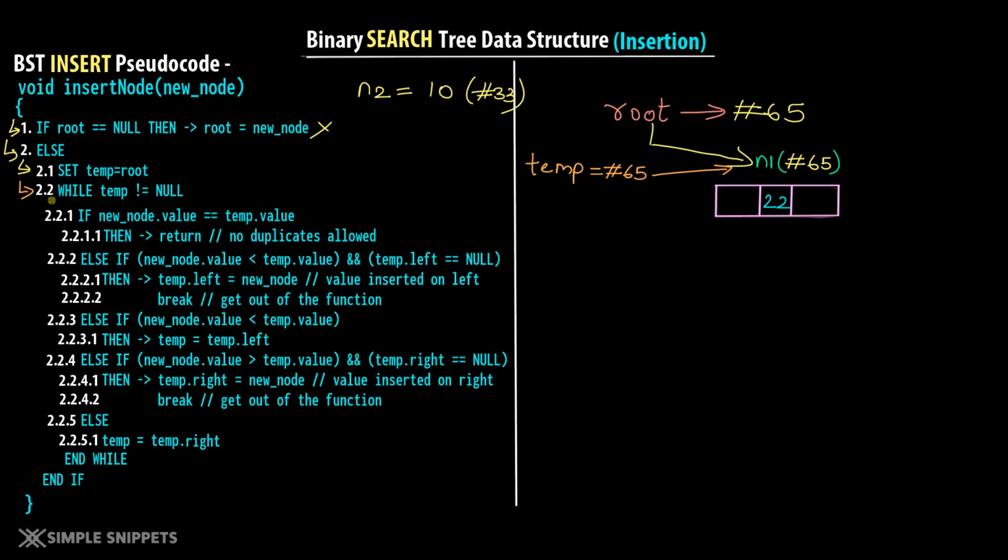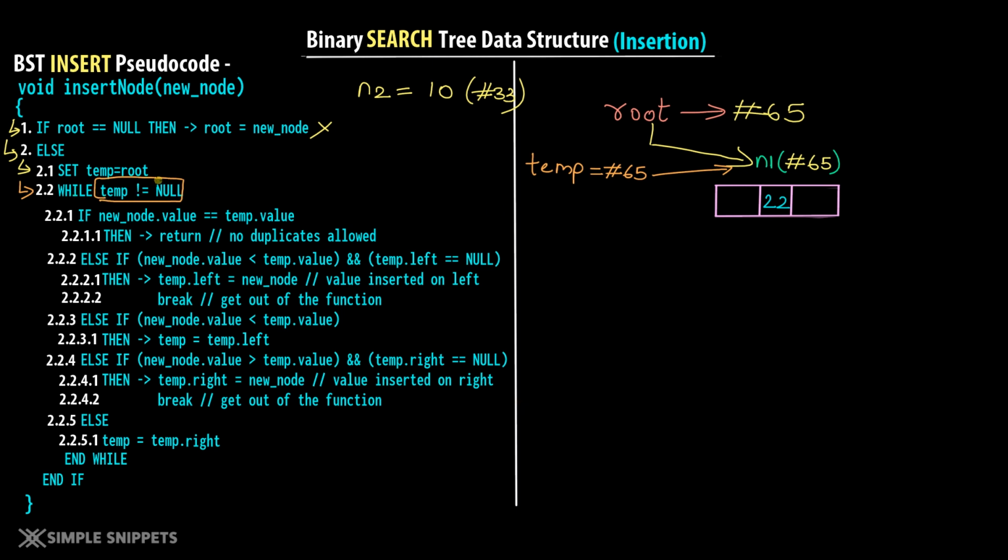Alright, so moving on. We're going to use the while loop, and the condition is going to be while temp not equals to null. So we will traverse the entire binary search tree using this temp pointer, and when the temp pointer becomes null, we can safely say that we've reached the end of the tree. So that's why we are using this condition.